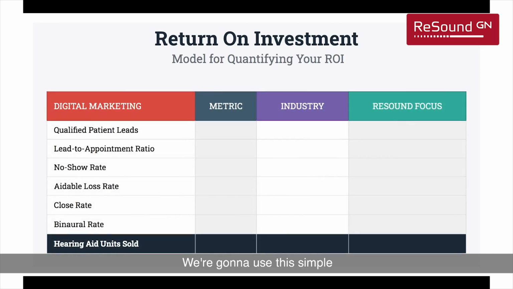We're going to use this simple but important model to calculate your return on investment, and where we're able, we'll compare our results to available industry data and internal data. First, we have to calculate qualified patient leads. These leads come from three actions: a phone call, an online form, or scheduling an online appointment, all of which you should be quantifying and qualifying from your primary digital properties and campaigns.